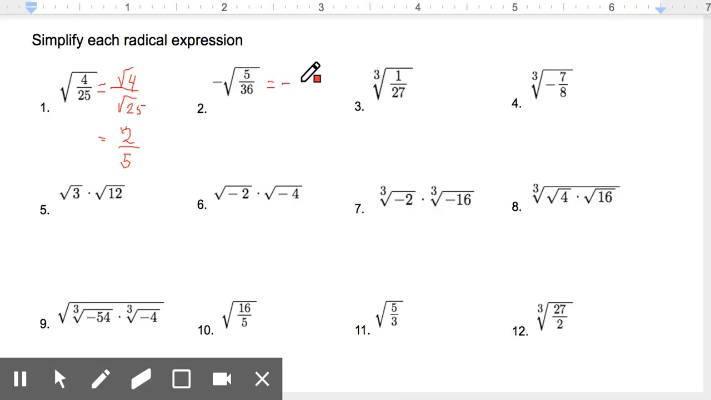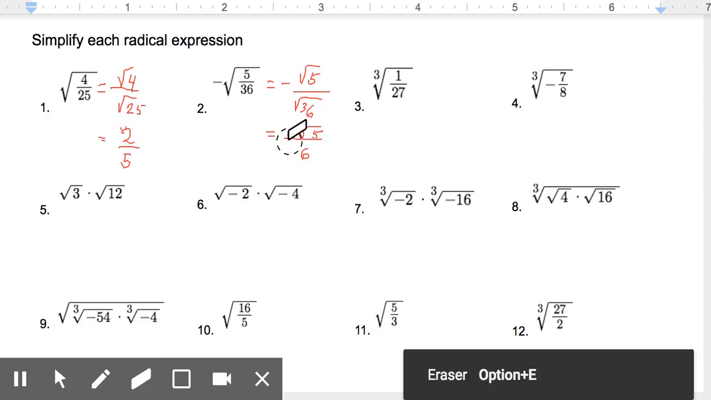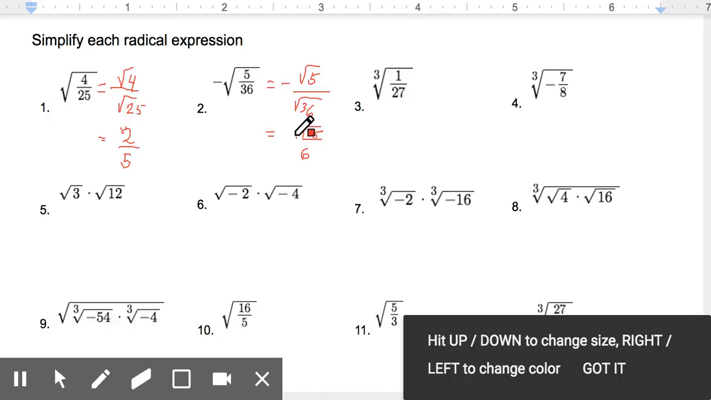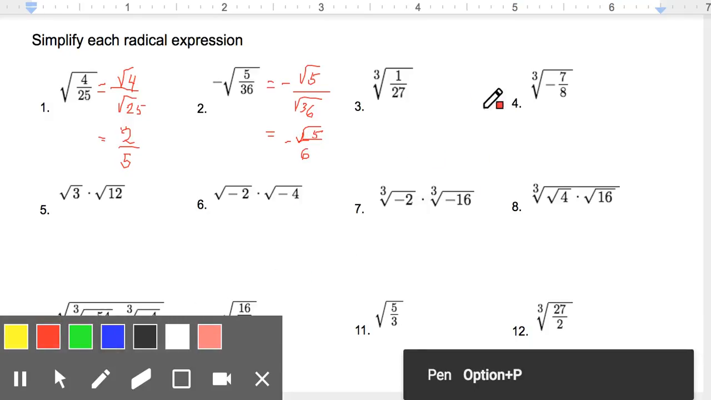Here we'll have negative square root of 5 on the top and square root of 36 at the bottom. Square root of 5 cannot be simplified anymore, so we'll have negative square root of 5 over square root of 36 is 6. Now we can put the negative on the square root of 5, or we can put it in the middle. So let's fix this. We can put the negative right here.